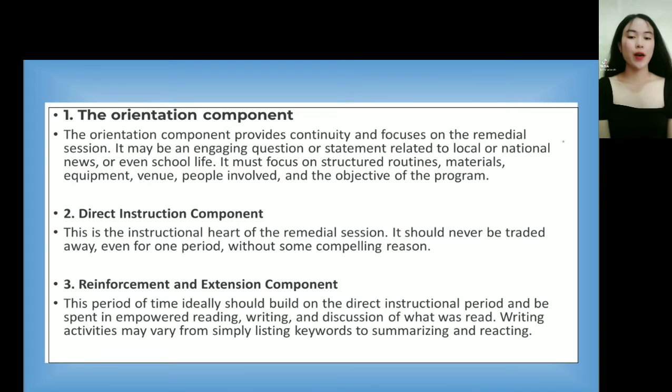So number three, we have the reinforcement and extension component. This period of time usually should build on a direct instructional period and be spent in empowered reading, writing, and discussion of what was read. Writing activities may vary from simply listing keywords to summarizing and reacting.